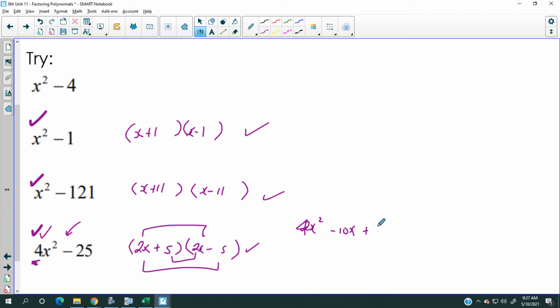Inside, that's positive 10x. And last, 5 times negative 5 is negative 25. So here we got 4x squared, these cancel out, minus 25. That's it, same answer. See?